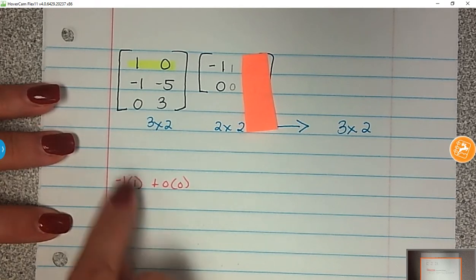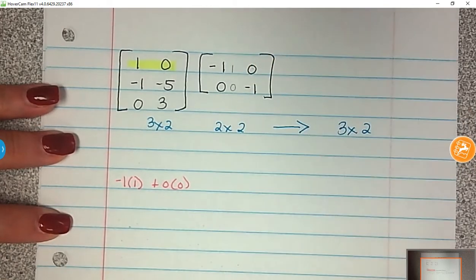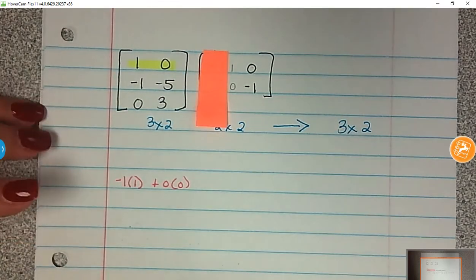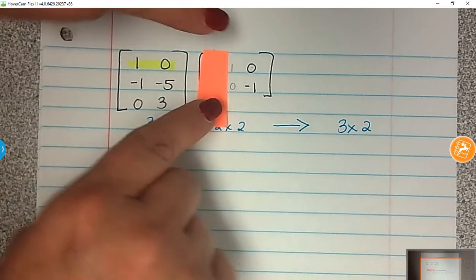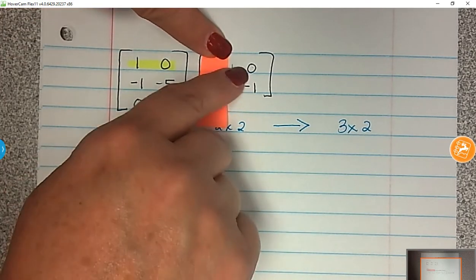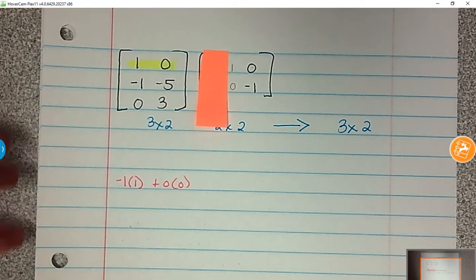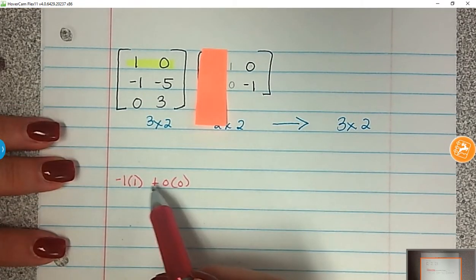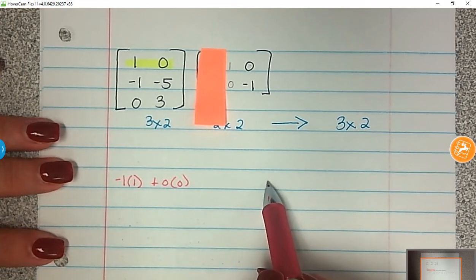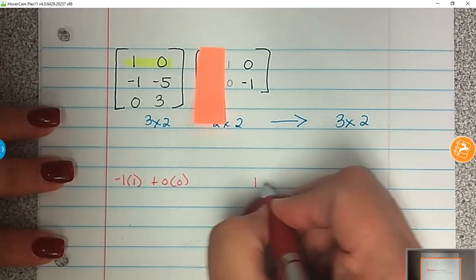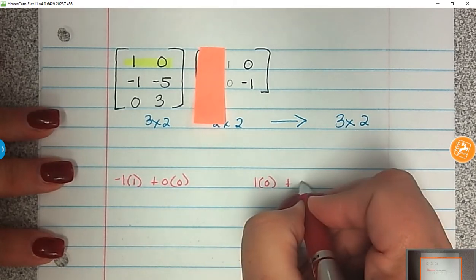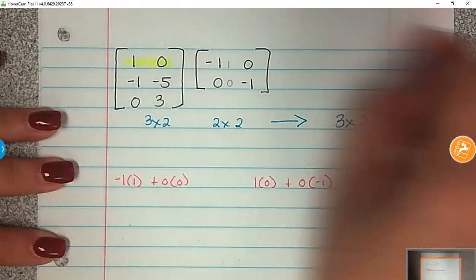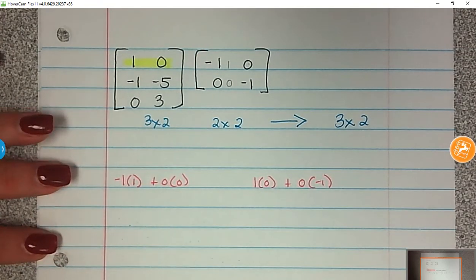Then I have to do row 1 times column 2. So I don't need column 1 anymore. I'm going to cover it up. Same process. We take this row, turn it sideways, and now the ones that are next to each other get multiplied. But this is row 1, column 2. So in my workspace, row 1, I'm going to slide over to column 2. So 1 times 0 plus 0 times -1. And now I'm finished with row 1.